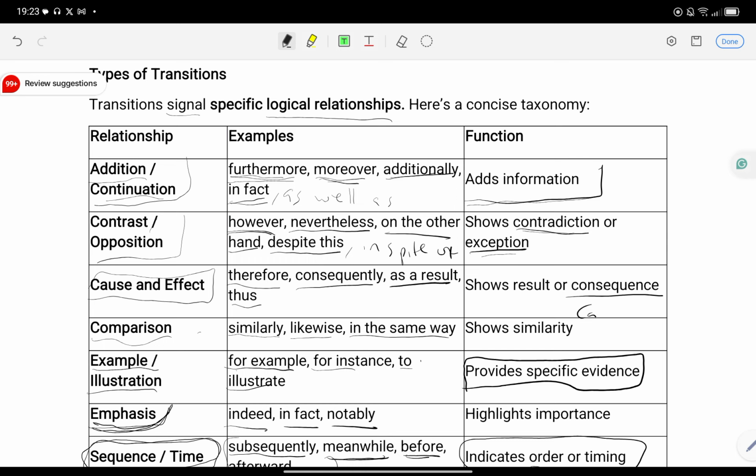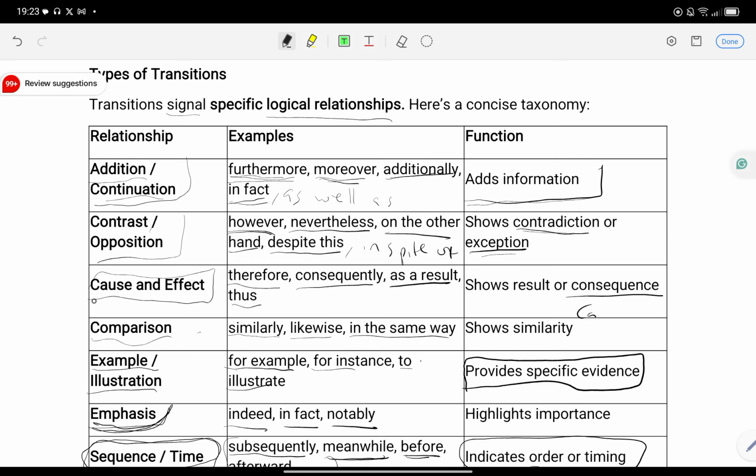For instance, I was there, he came early, nevertheless, he was punished. So, nevertheless, shows contradiction with the fact that he came early. How can somebody come early and still be punished? So, nevertheless, is showing contrast there.